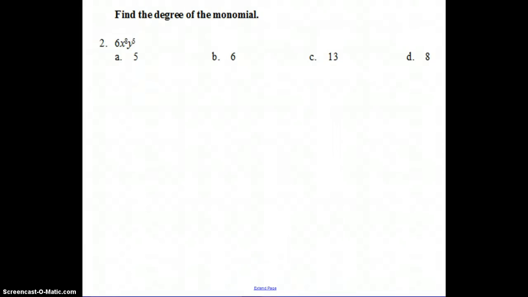Now, this one says find the degree. The degree is the highest exponent. In this monomial, this one has just one term. The term is 6, x to the 8th, and y to the 5th. Because it's one term, we take the variables and we add those exponents together. So the sum of 8 and 5 would be 13. That means the degree is going to be 13, which is C.